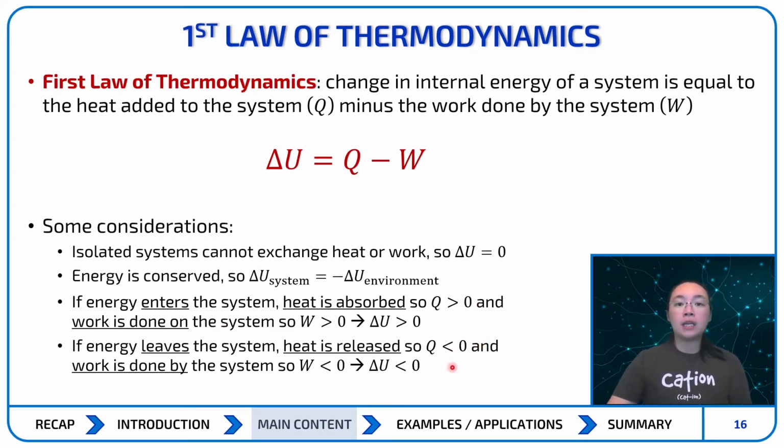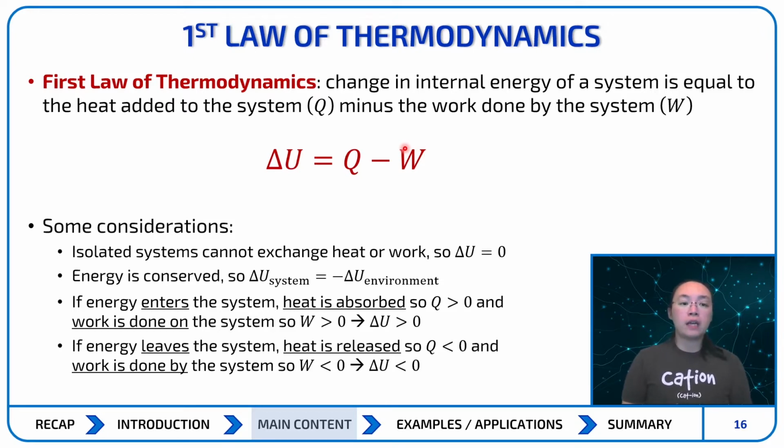Now, the last 2 points really have to do with how we know when the change is positive or negative. Let's take a look at the positive version first. If there's energy that's entering the system, then that means we have positive Q, or positive heat, getting added to the system. And if work is done on the system, it means that W must be greater than 0. So this term is also going to be positive. So then you have Q and W both being positive, which means delta U is greater than 0.